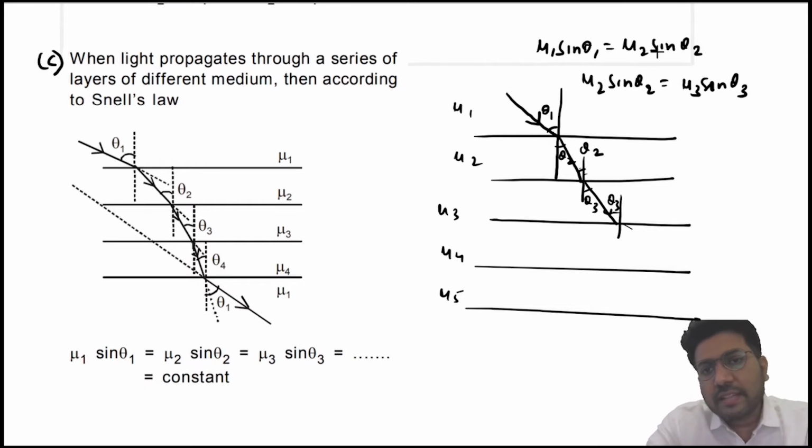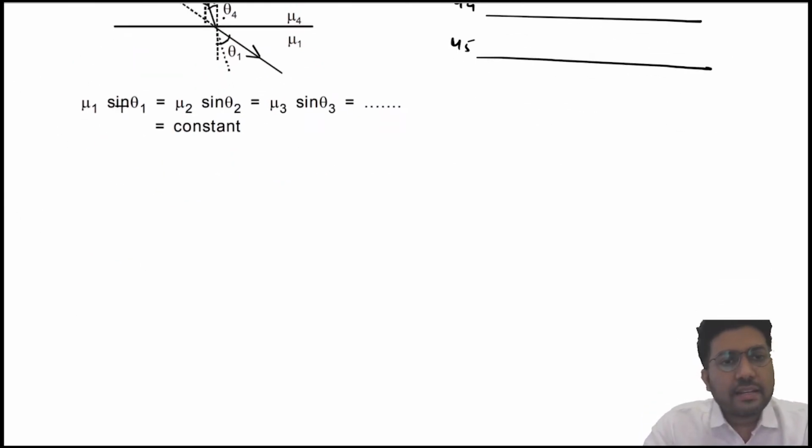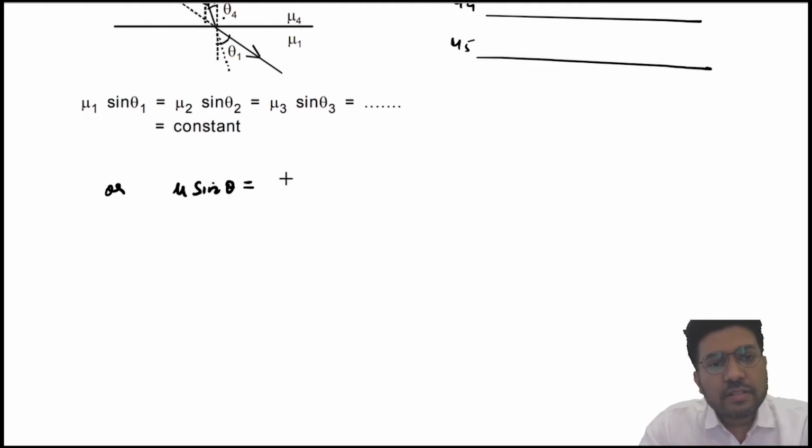But mu2 sin theta 2 is here also. So you will get mu1 sin theta 1 is equal to mu2 sin theta 2 is equal to mu3 sin theta 3, and this will continue. So basically, see, from here you will get mu1 sin theta 1 is equal to mu2 sin theta 2 is equal to mu3 sin theta 3 is equal to mu4 sin theta 4, and that is equal to constant. Understood? So that means you can write indirectly, mu sin theta is equal to constant. This is very important. Listen carefully.